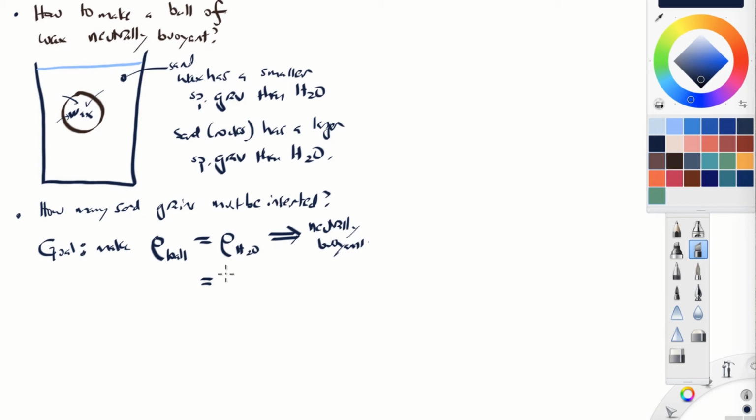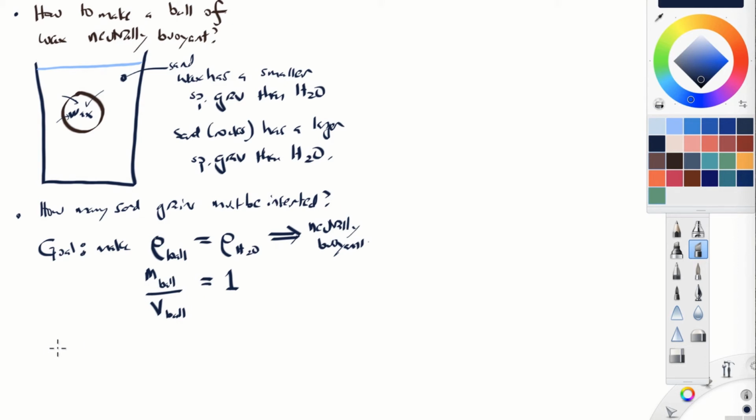And in the International System of Units, specifically using centimeters, grams, and seconds, the density of water is 1 gram per cc. So we want the density of the ball to be exactly equal to 1. Of course, the density of wax is less than 1, the density of sand is more, but the composite we want to be equal to 1. What is the density? Well, the density of an object is the mass of the object divided by the volume of the object. So here we want the mass divided by the volume to be equal to 1.